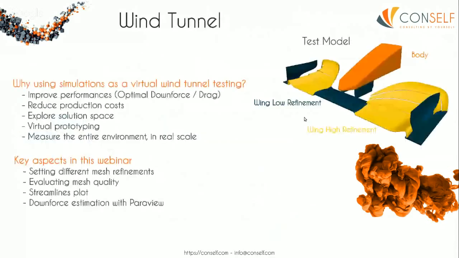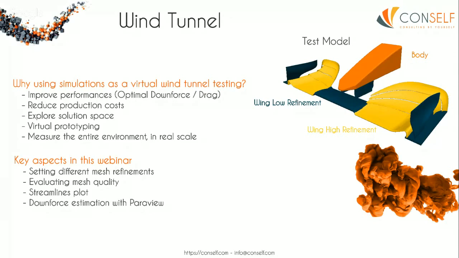Let's focus on what we are going to see today. Our wind tunnel will be used to test a very nice geometry that you can recognize here in this slide. It is a front wing of a Formula One vehicle.